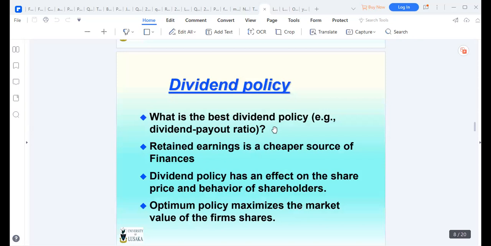Then we also have dividend policy, which happens to be part of the syllabus, where we're going to identify the best dividend policy, the retained earnings, which are a cheaper source of finances. We know that this one does not accrue any interest. And peradventure, look at the appropriate dividend policy that has an effect on the share price and the behavior of the shareholders. We also look at the optimum policy that will optimize the market value for the shareholders.